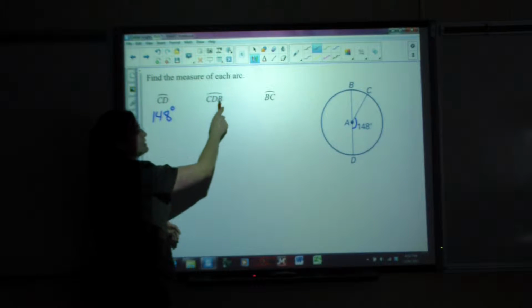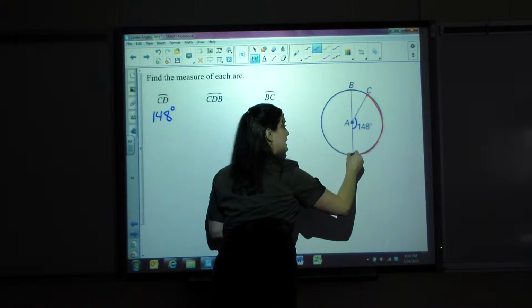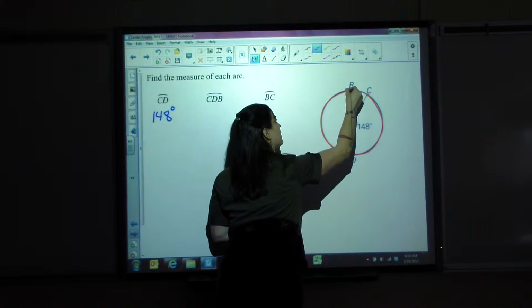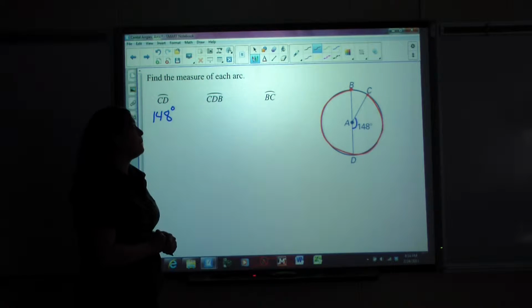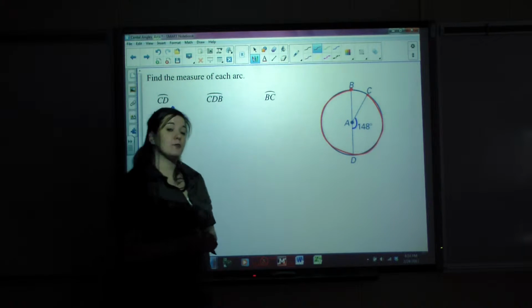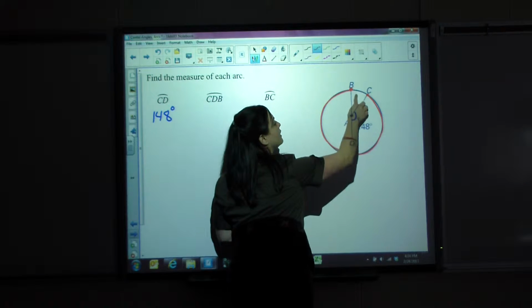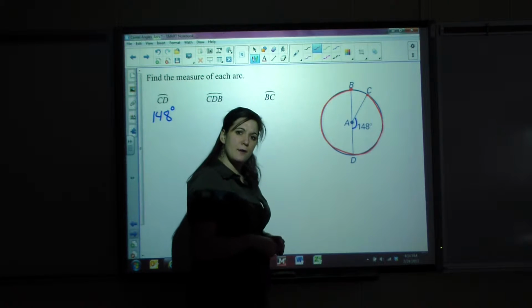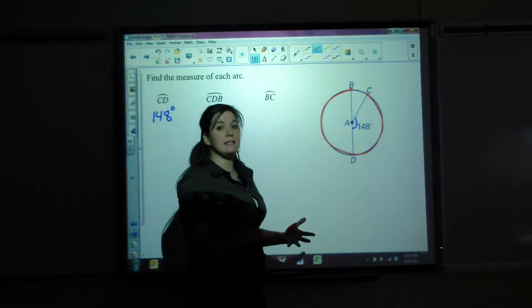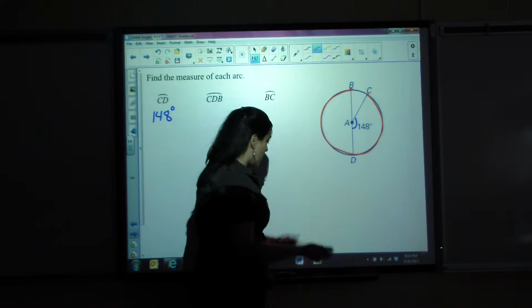Okay, now, we actually have to do one that's a little bit tougher than that, and that would be arc CDB. So if we draw CD going through D all the way to B, we have this major arc. Now, if we wanted to subtract from 360, as we talked about before, we could. However, we'd have to subtract arc BC, and, well, we haven't found that yet. So let's try another idea. Let's use the idea of adding arcs to get a total arc.